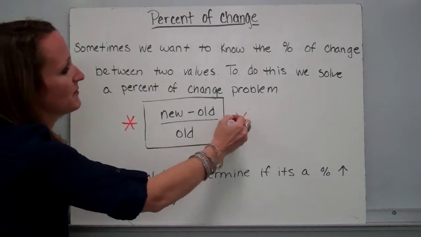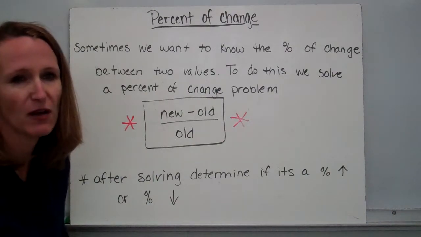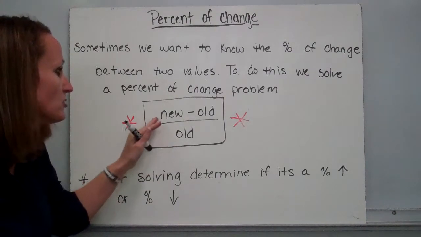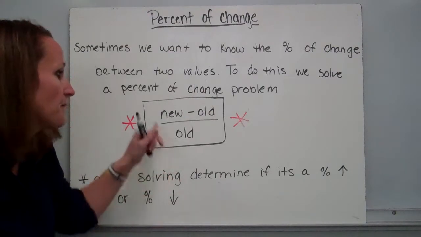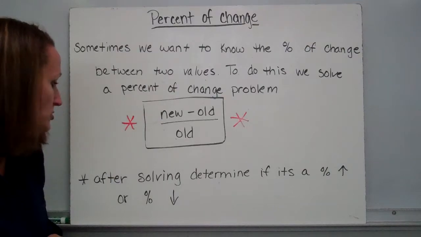And I know sometimes even at home, my husband, he's in sales, and when he's trying to figure out differences in prices, he can't ever remember this. So if you'll just remember this, and I always say N minus O over O, that's your formula. So N minus O over O, that's what you need to go with.